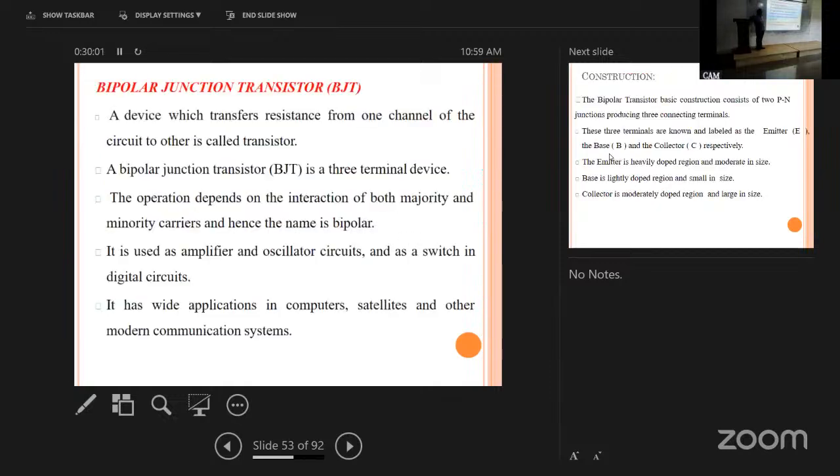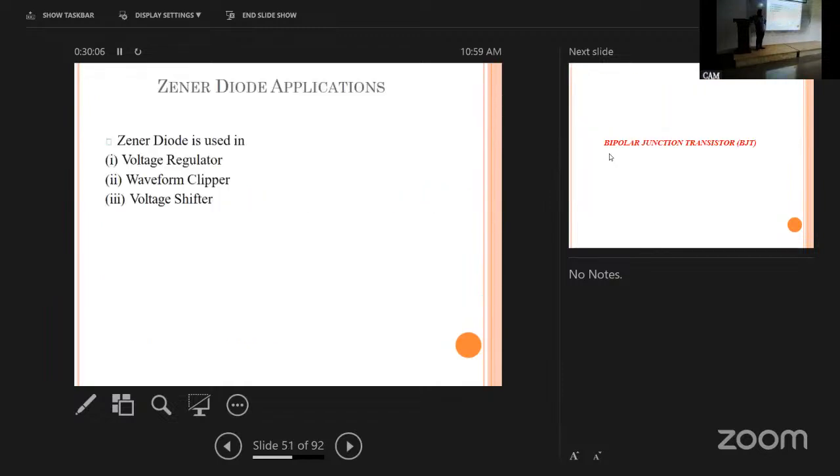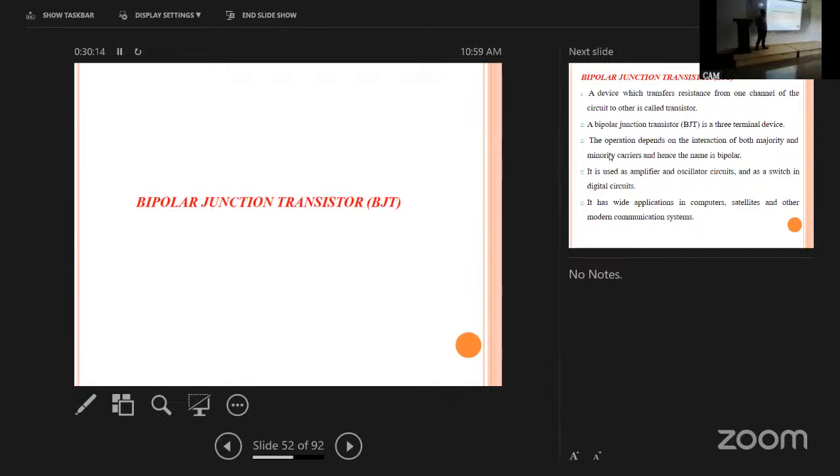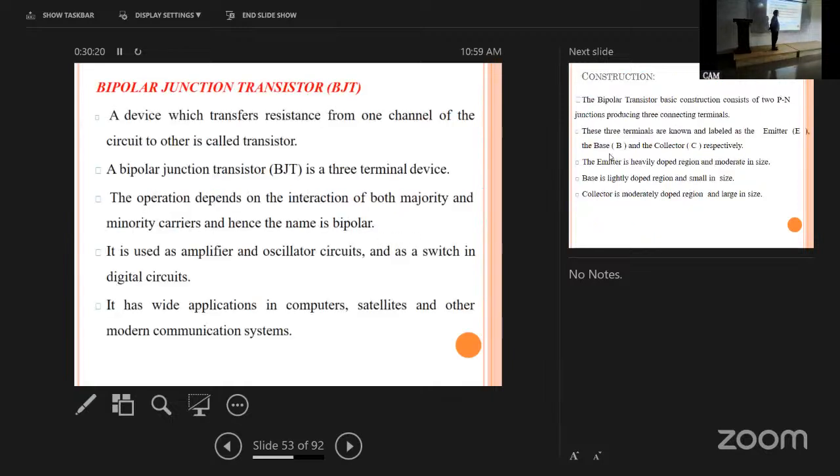Previous, so here we'll move on to the transistor that is called as bipolar junction transistor. Two diodes connected opposite will form the bipolar junction transistor.